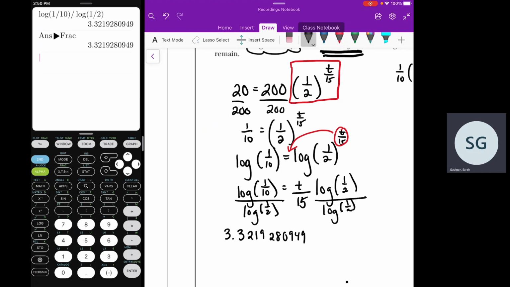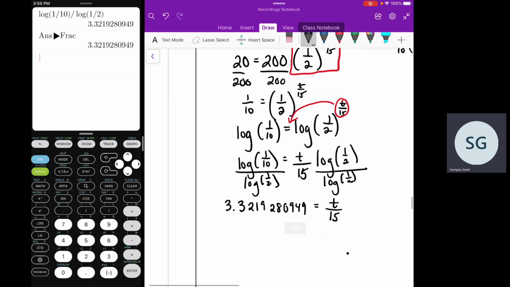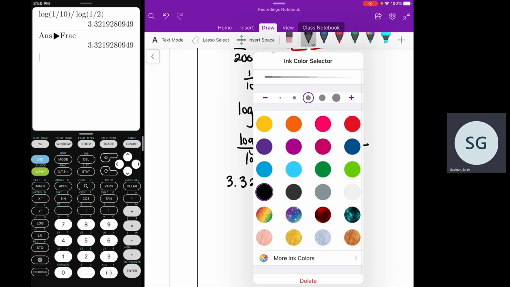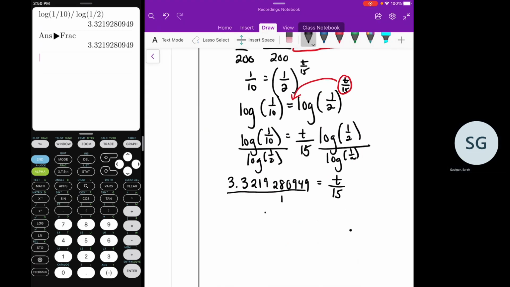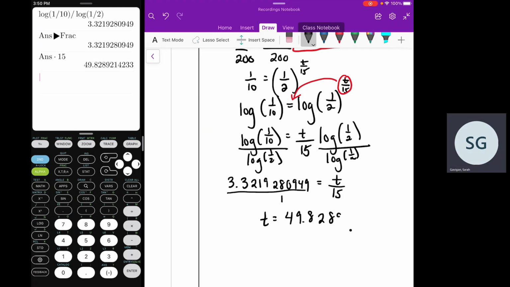Now, you don't want to round it at this point because it's not your final answer. Don't round any numbers until your very final answer. To solve at this point, what you want to do is just cross multiply. Or you can think about it as multiplying both sides by 15. So you get this 49.8289.